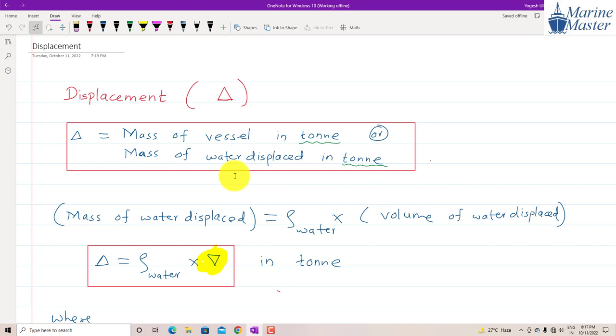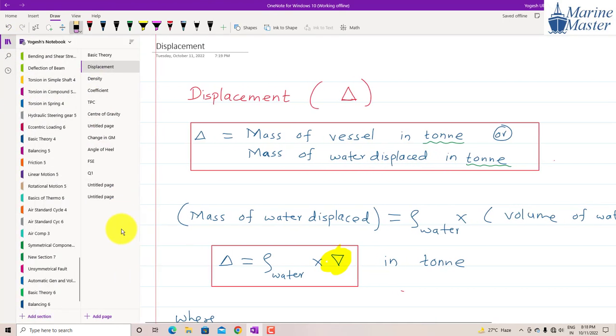You can see this definition on the internet. You will get a lot of definitions on YouTube also. But we will stick to our point. Till now we have seen two meanings of delta. The first meaning is mass of vessel. The second meaning is mass of water displaced.